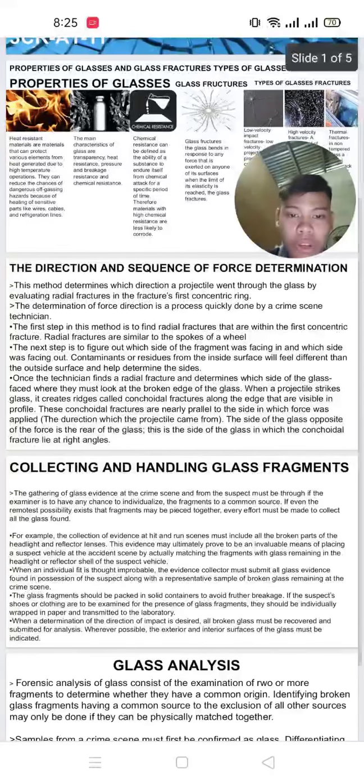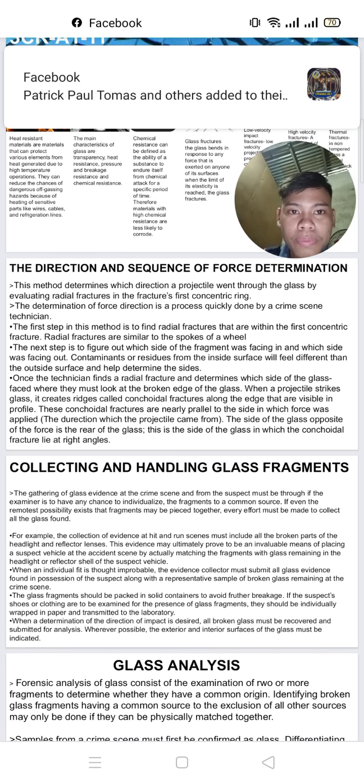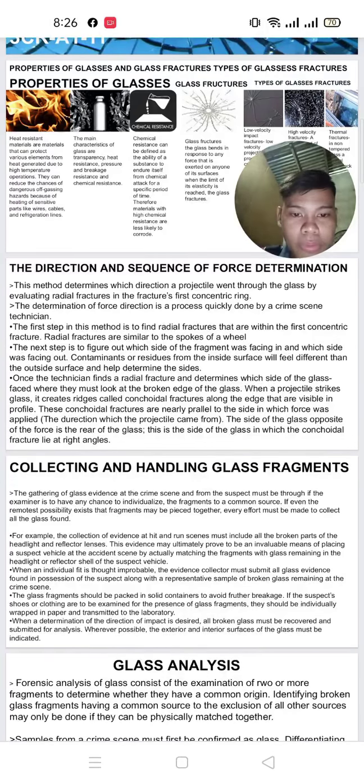And on collecting and handling glass fragments. The gathering of glass evidence at the crime scene from the suspect must be thorough if the examiner is to have any chance to individualize the fragments of common source. If even the remotest possibility exists that fragments can be pieced together, every effort must be made to collect all the glass found. For example, the collection of evidence in hit-and-run scenes must include the broken parts of the headlight and reflector lenses.